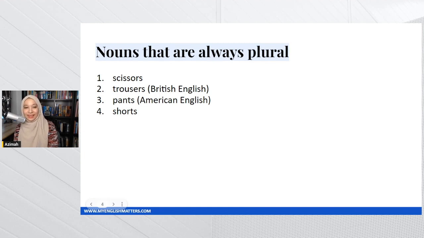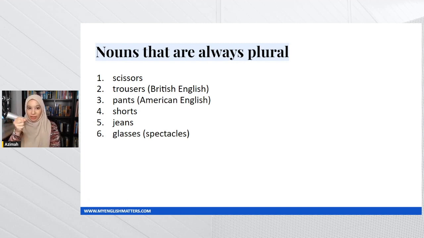Shorts is another one. Maybe guys would wear shorts. And you have to put an S there. Jeans, so we don't say, this is an old jean. It's jeans, a pair of jeans. Glasses, when I mean glasses, I mean, of course, spectacles, your eyewear. Glasses, not cawan glass. Glasses comes in the plural form.